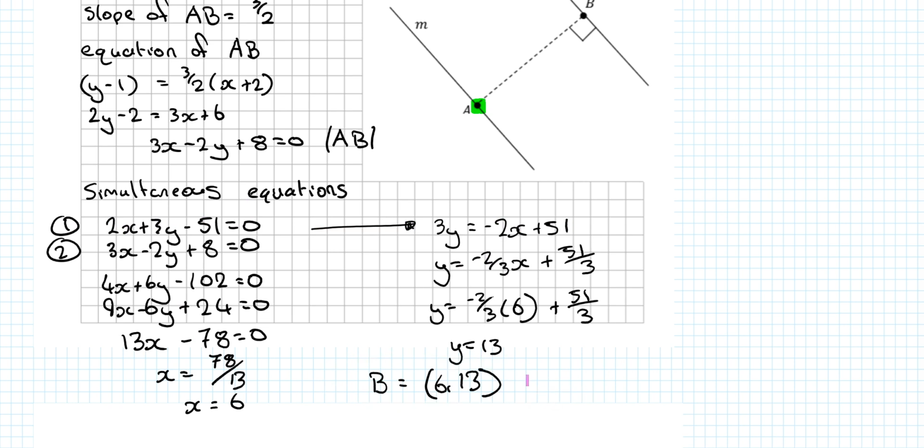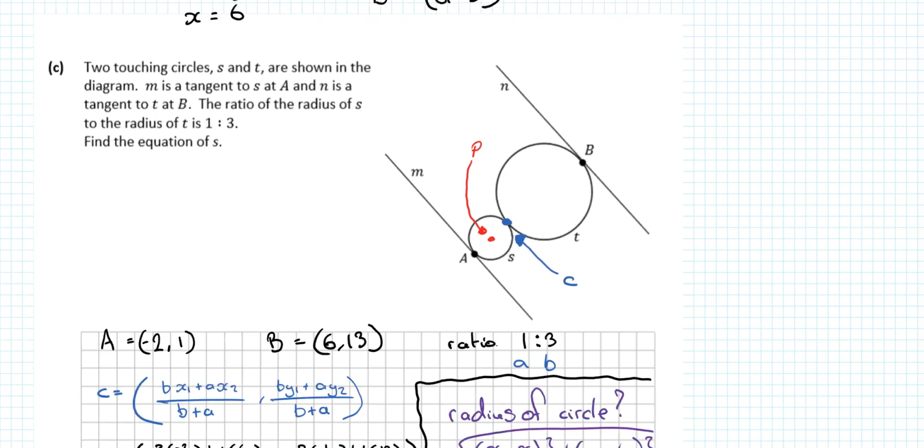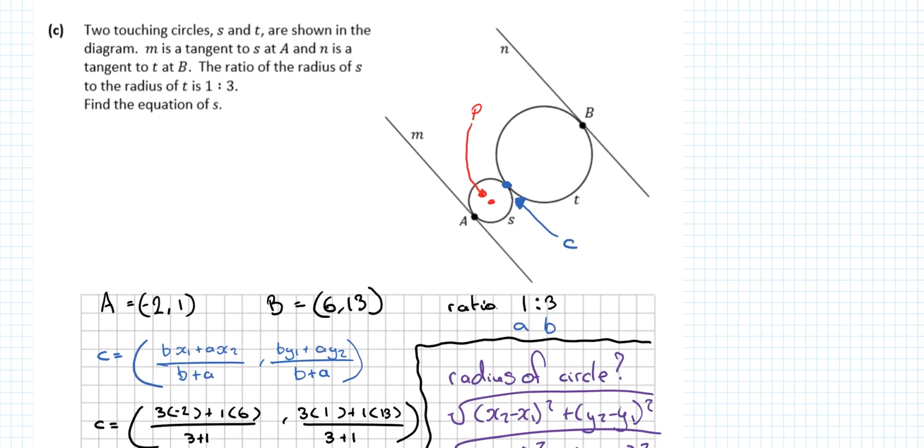And the last part of the question is where the circle comes into it. So it's a line and a circle question. Two circles, S and T, are shown in the diagram. M is a tangent to S at A. So this point here, A, that we already knew. What were the coordinates of A? (-2, 1), and B was (6, 13).